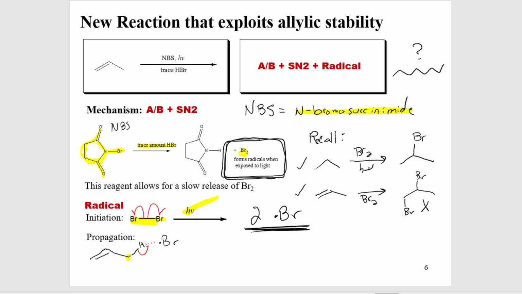So the HBr is formed, and your allylic radical is generated. Why? Because that allylic radical is the most stable.